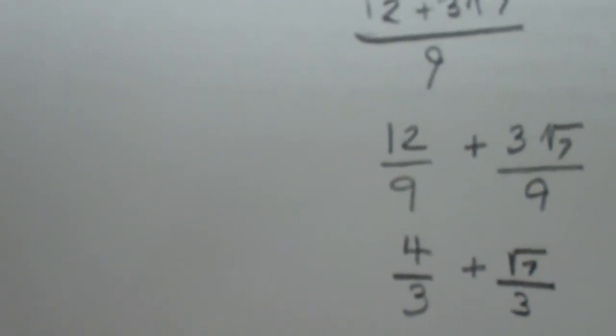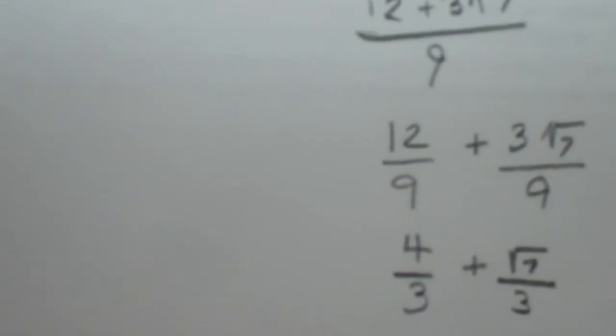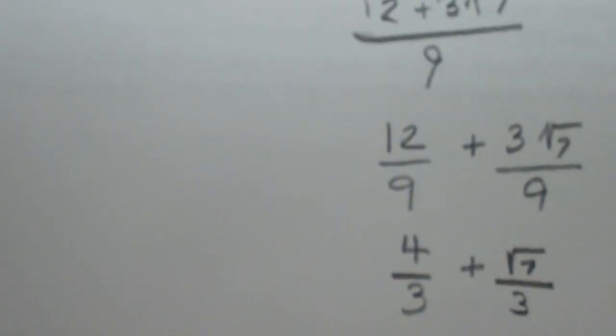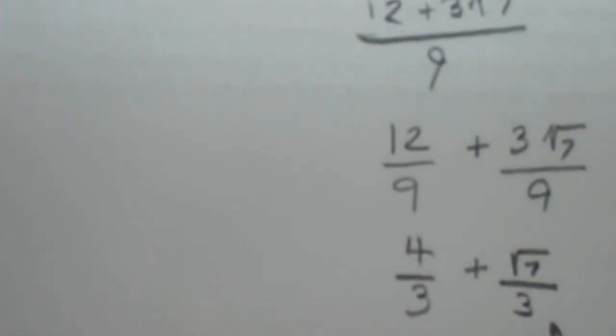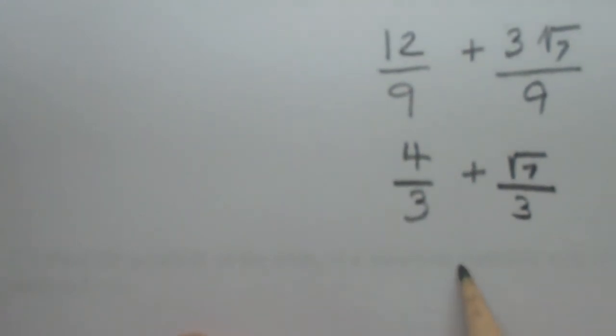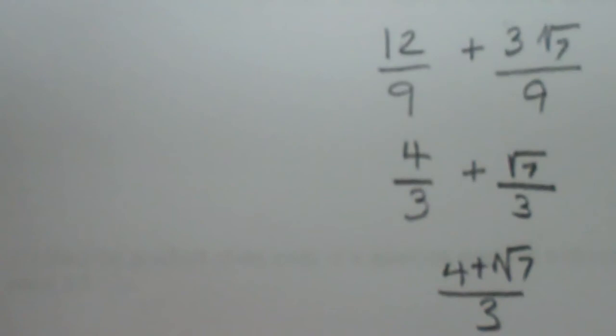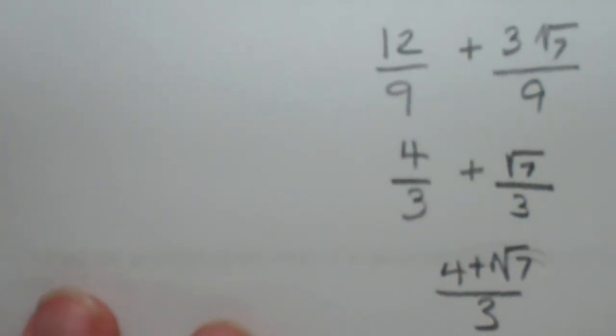The question does say to write it as one fraction with a rational denominator in simplest form. So we can, since these denominators are the same, we can write this out as 4 plus radical 7 over 3. This is the best answer for number 15.